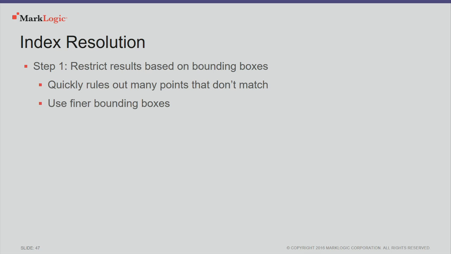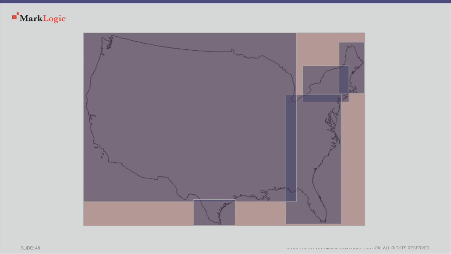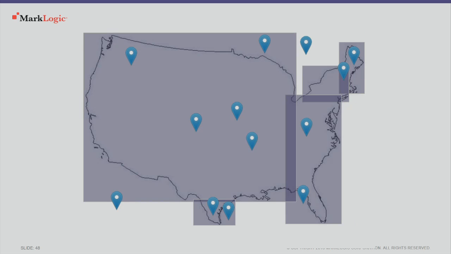One solution to that is to use finer bounding boxes. So instead of using just one big bounding box, cover it by a bunch of smaller boxes. This allows us to rule out even more points. In this case, there are two more that we can eliminate. But again, we still haven't eliminated all of them. And no matter how small you get your boxes, it's not going to be enough.